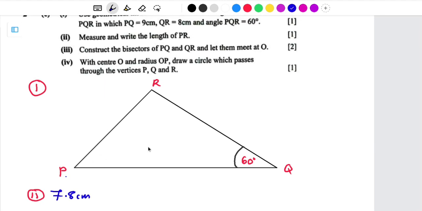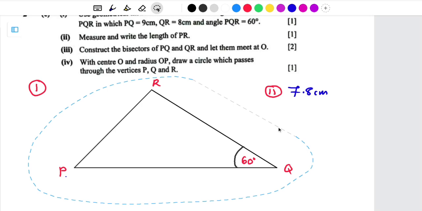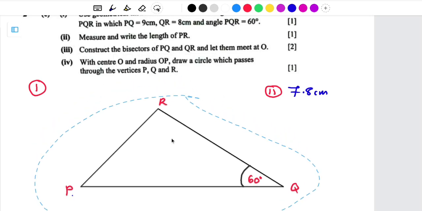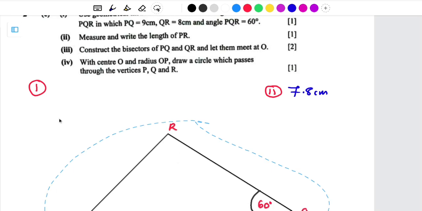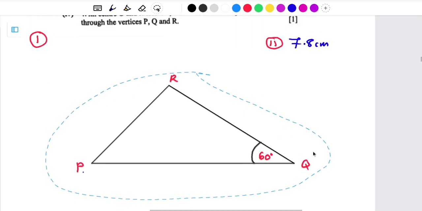Okay? Then for Roman numeral number 3, it is saying construct the bisectors of PQ and QR and let them meet at O. So let me just take this one here up and then take the entire diagram down here so that we draw the bisectors. This can be somewhere here.